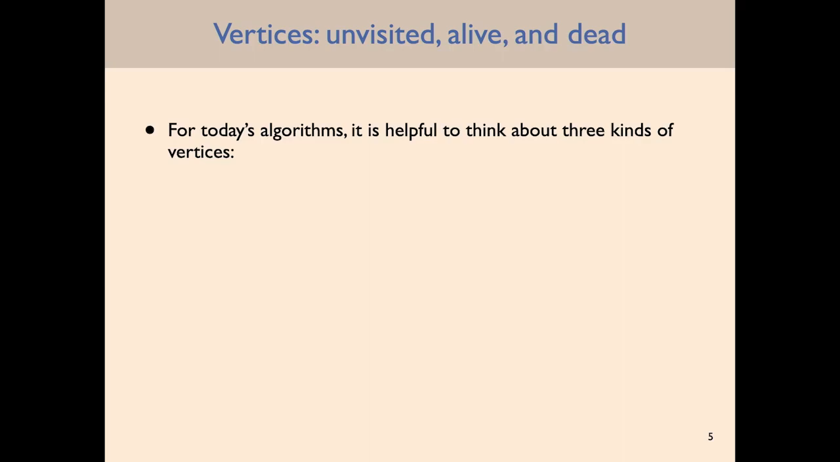Okay, so for the algorithms that we're going to discuss today, it's going to be useful to keep track of 3 different kinds of vertices. So I'll give them some names. The first kind of vertex is what we're going to call unvisited. These are basically vertices that we have not yet explored, so we haven't added them to our queue yet.